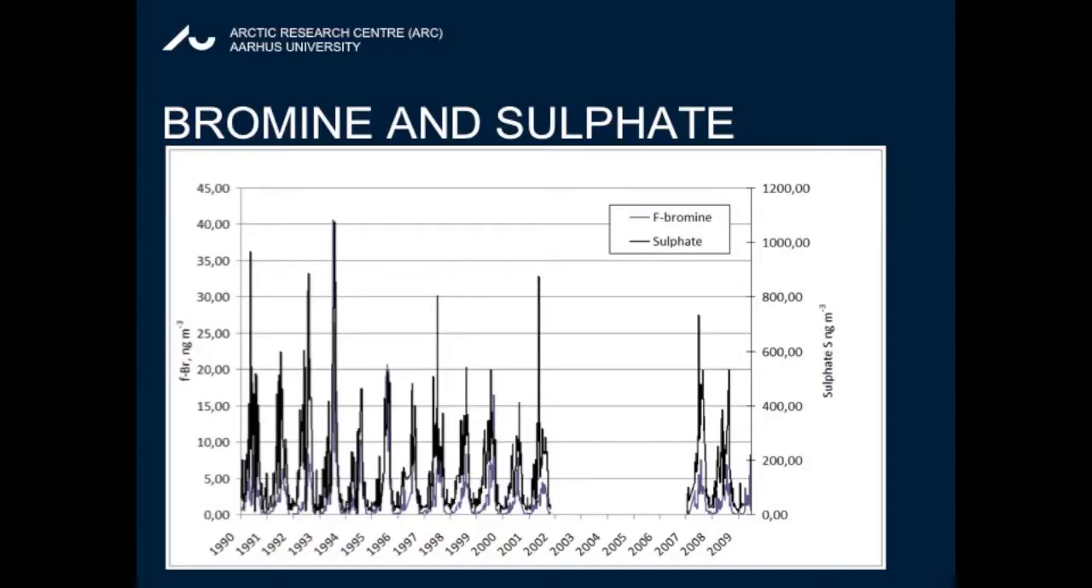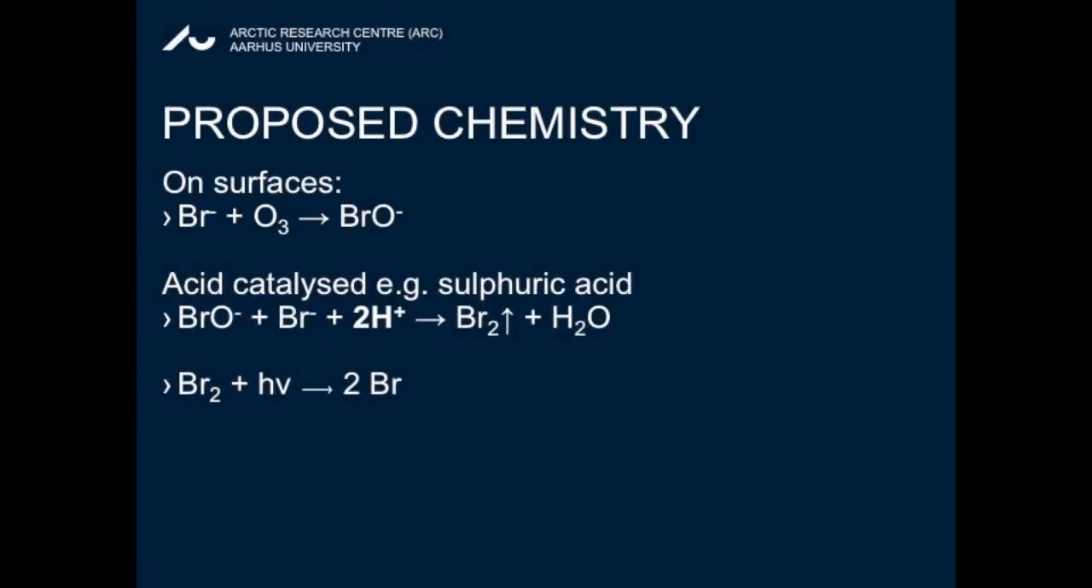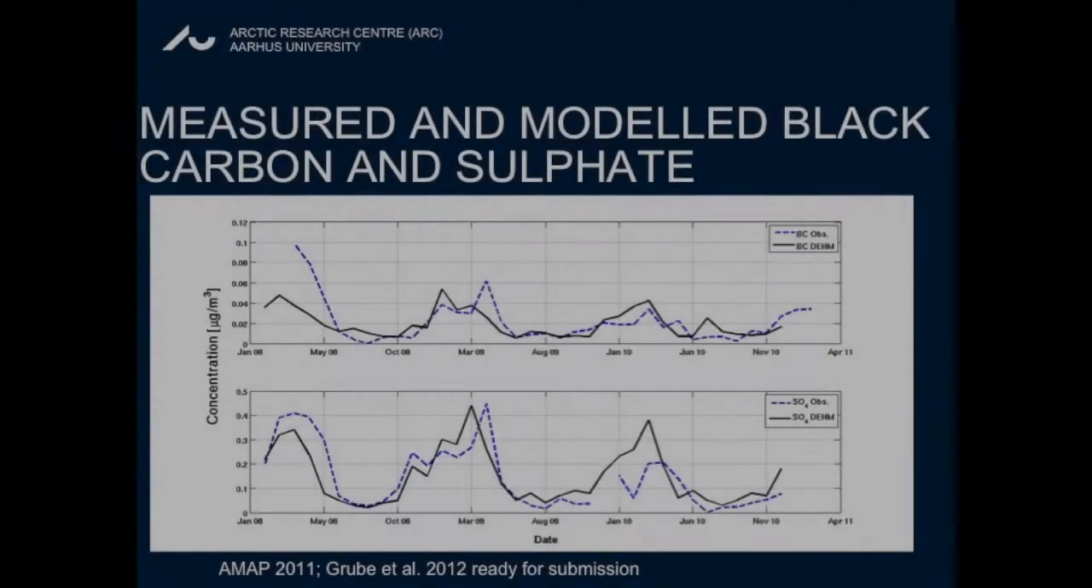And we can see that here we have the bromine and sulfate from 1990 up to 2010. A very distinct seasonal pattern, and actually they're correlated. And I think this is the reason why we have this signal that bromine should be anthropogenic. It's not because it's coming from anthropogenic sources, but that it's actually released from the sea surface or aerosols due to the acidic aerosols coming up there. This is what we have described earlier. This is then for the DEHM model.